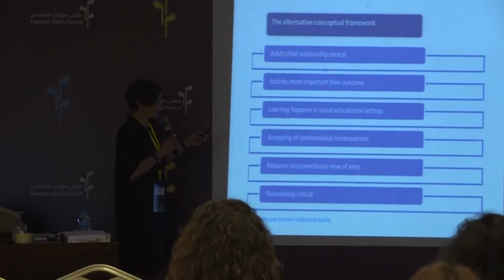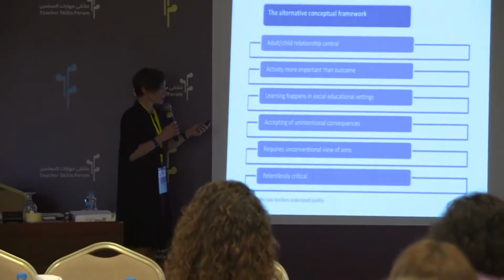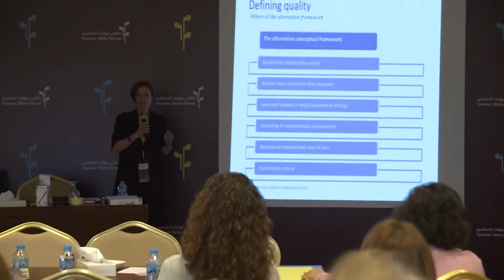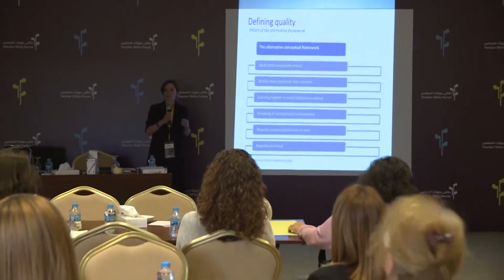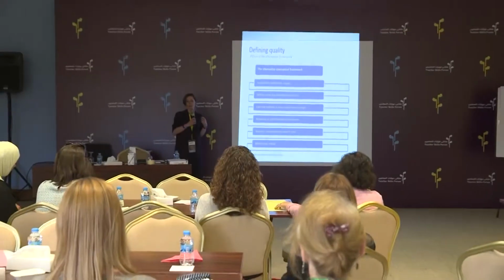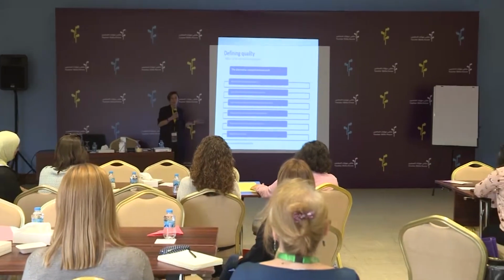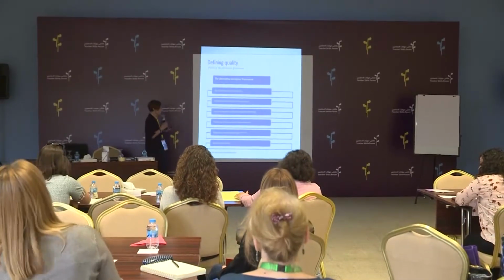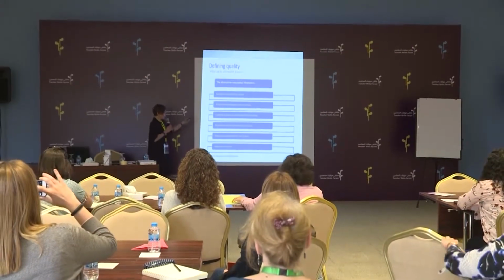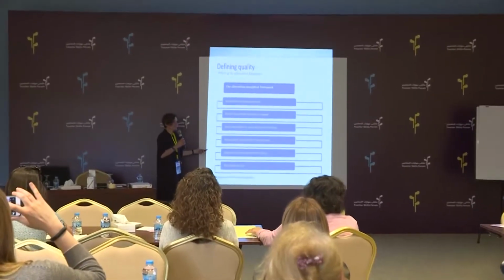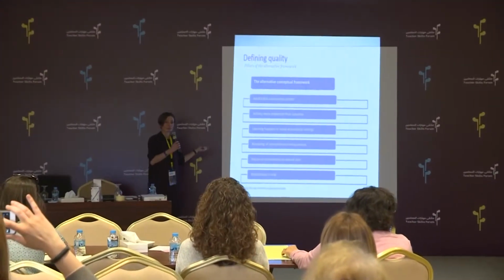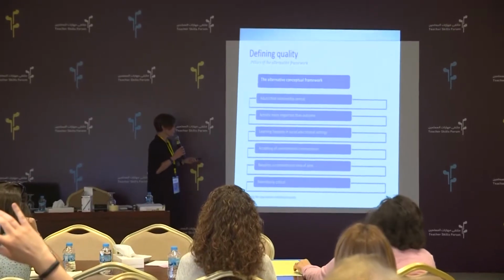So the unintentional consequences are perhaps just as important as the intentional ones, but your tools for looking for quality might not capture these unless you specifically ask them to. That obviously requires an unconventional view of aims, so very different perhaps to what we saw on the slide earlier.